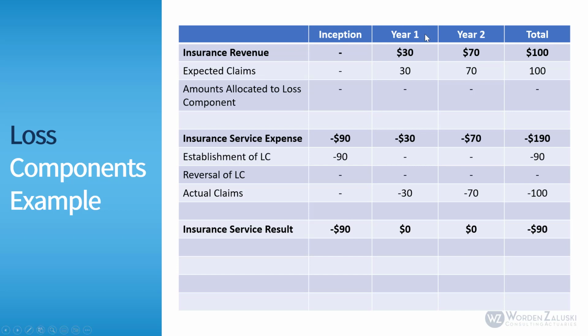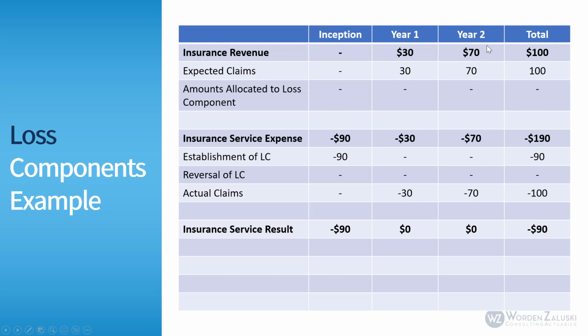In year 1, we have $30 of expected claims, and that is because we had actual claims of 30 and our expectation of those is also 30. So we're assuming that there was no variance between those two. So our expected claims are 30 and our actual claims were 30. So the net result, insurance service result, is 0.